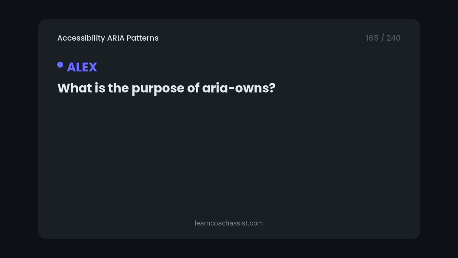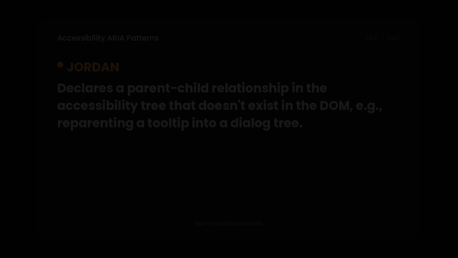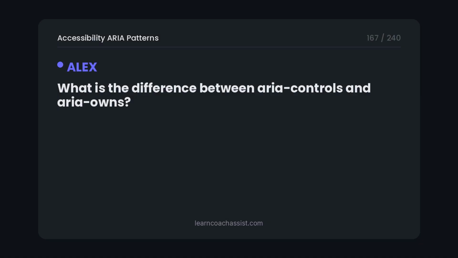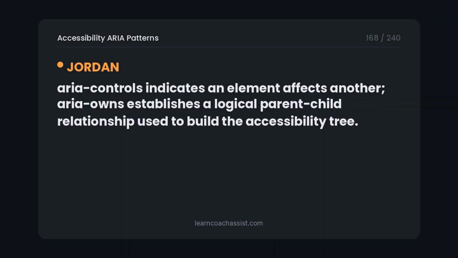What is the purpose of ARIA owns? Declares a parent-child relationship in the accessibility tree that doesn't exist in the DOM, e.g., reparenting a tooltip into a dialog tree. What is the difference between ARIA controls and ARIA owns? ARIA controls indicates an element affects another. ARIA owns establishes a logical parent-child relationship used to build the accessibility tree.